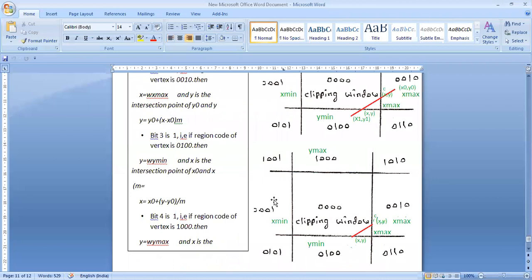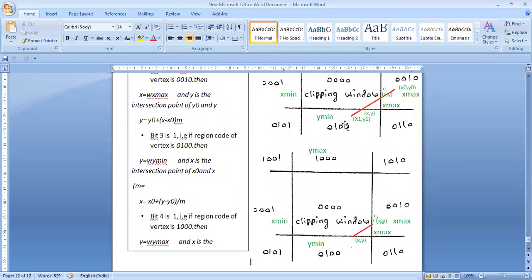So here, it is very clear that my line is moving outside the right side of the window. Right side means outside the x max. So I need to bring this to x max. So what is my x? X is equal to wx max. And what is my y? If I get the x directly, then I need to calculate y. Y is equal to y naught plus x minus x naught into m. Then I will get this xy. I brought my x naught y naught to xy.